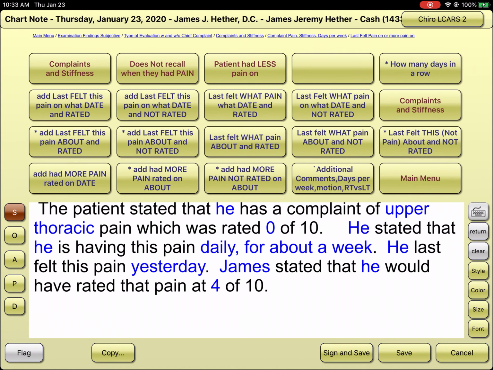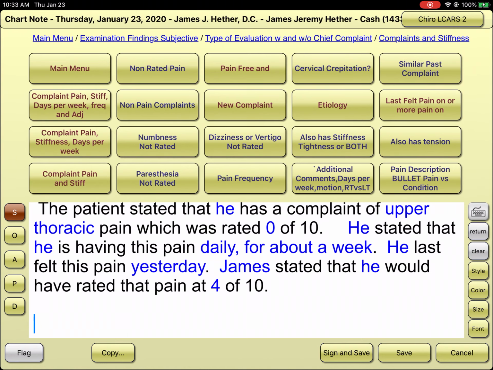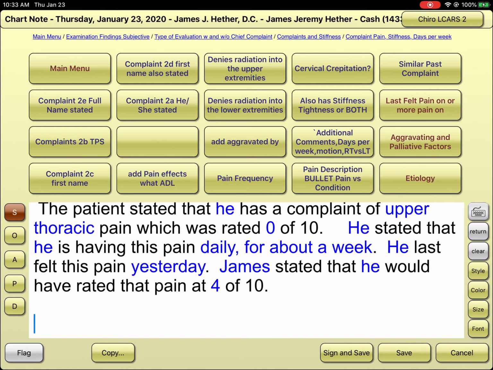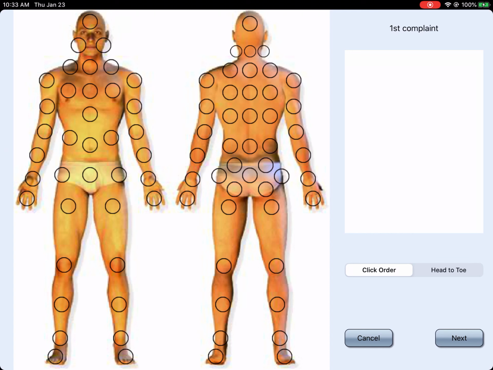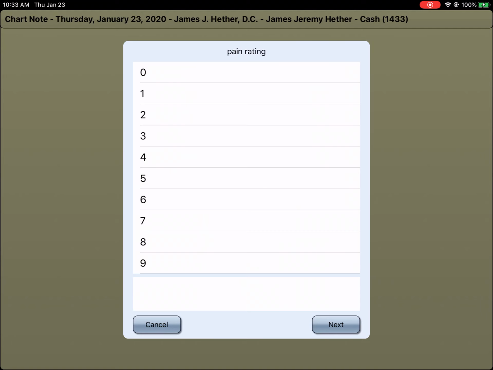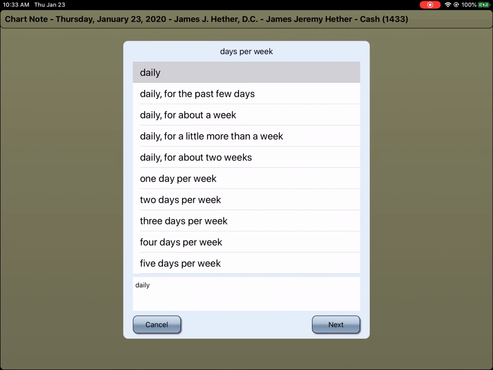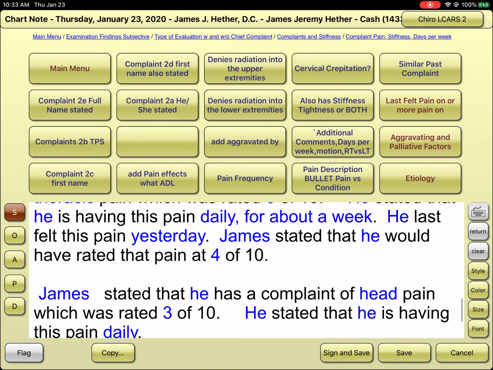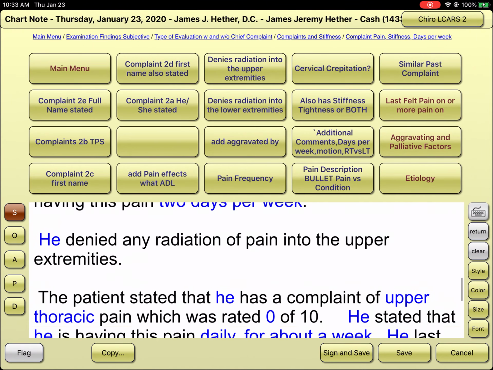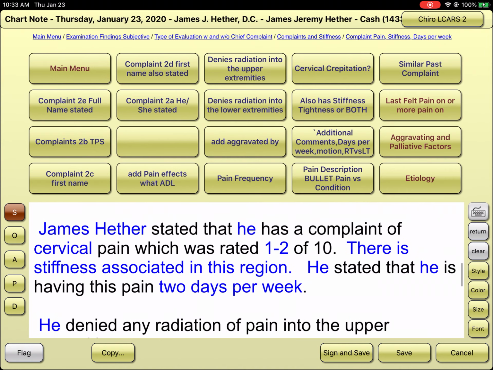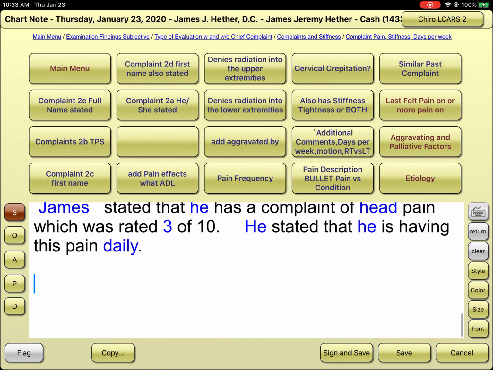Let's go ahead and go back to complaints and stiffness on the far right. And again, days per week, we'll hit that button. And let's go ahead and give her one last complaint of headaches. So if I say we have headaches, we have this about a 3, and we have this headache every day. So we're having headaches every day, upper back pain once per week, and we're having 2 days per week neck pain, which does not radiate into the upper extremities.